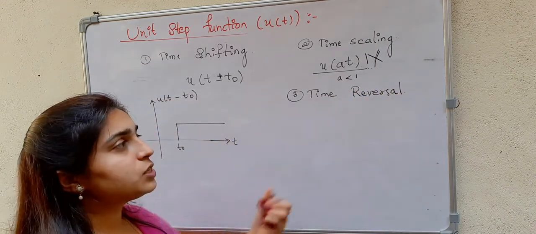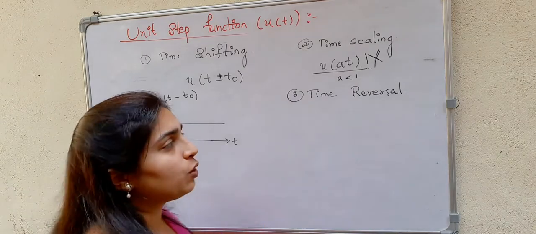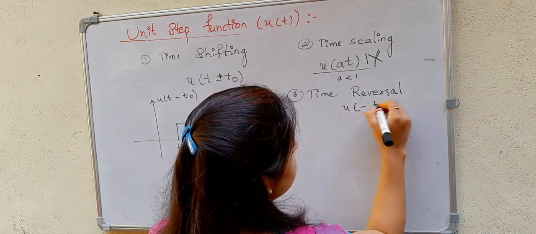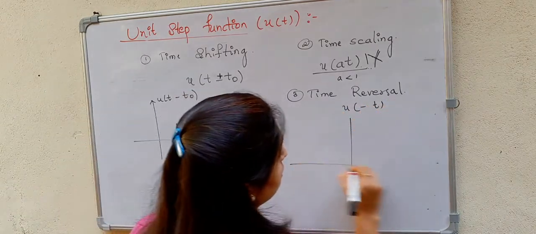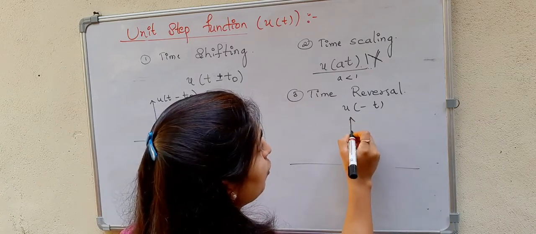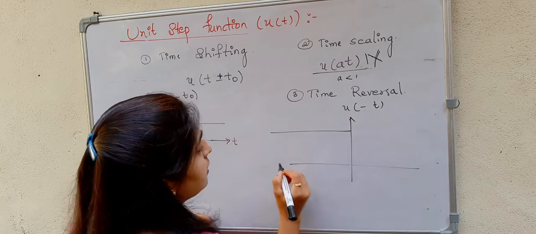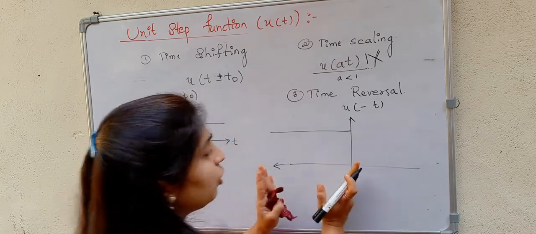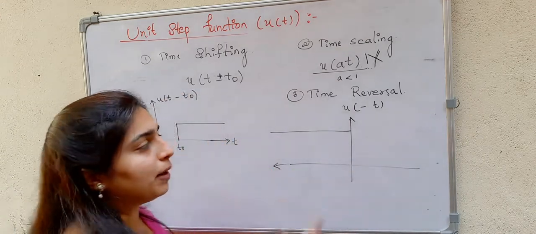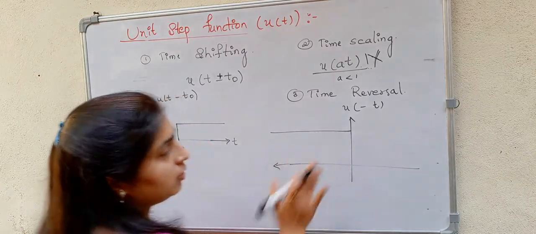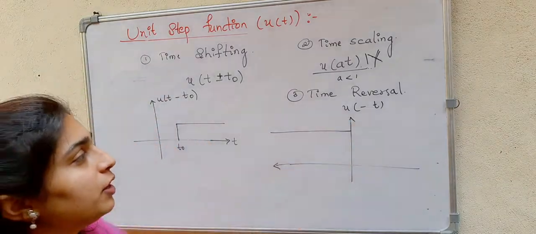Time reversal means you are going to get the reflection of your u of t. This is u of minus t. So you had u of t like this. Now what happens? You are going to get the reflection, which will be on your t less than 0 part. Here you will be getting the signal. That will be your time reversal.